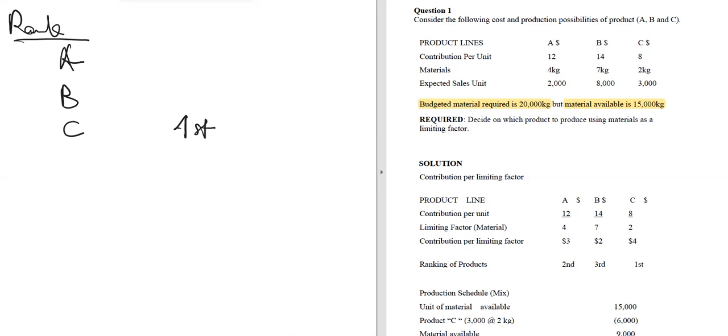Also, then followed by what? A being the second in ranking, and then followed by B being the third in ranking. So you rank, then you prepare an optimum production plan. That's the next step after the ranking, which is step 4. You prepare what? An optimum production plan.